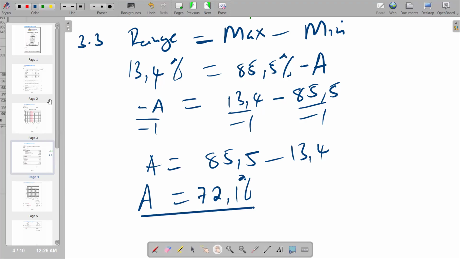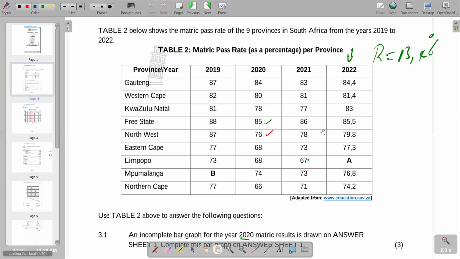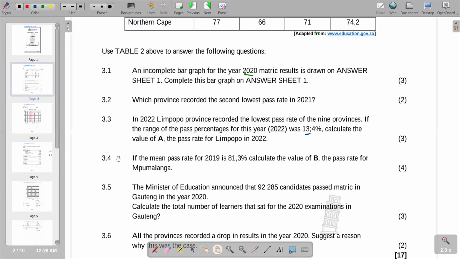So we go back again to our column. You see that this one, 72, becomes the lowest percentage that we have. You can see that if we input our 72 here where we have our A, then you're able to see that this 72 becomes the lowest that we have in this column. So this is what we have on this question. We can move on to the next question that we have, which is now 3.4.